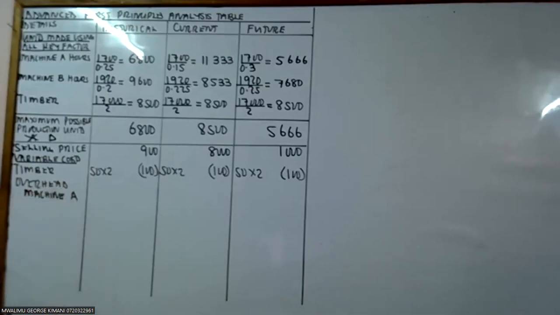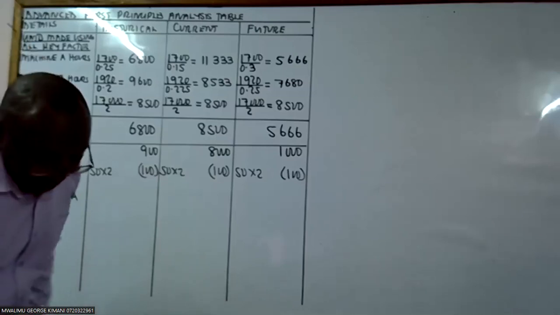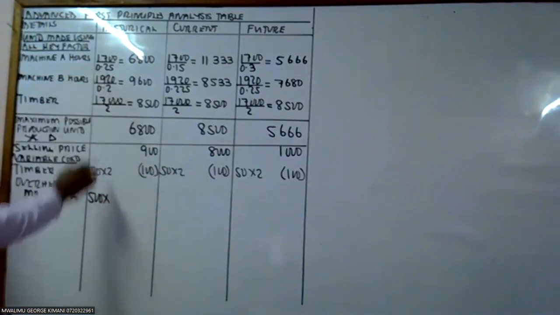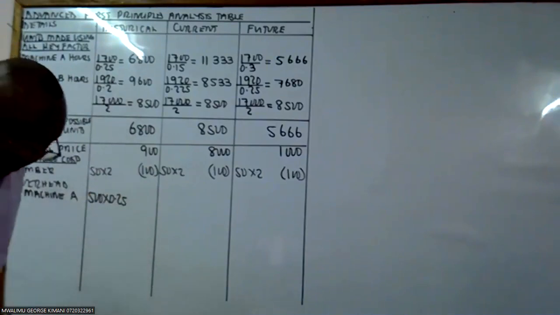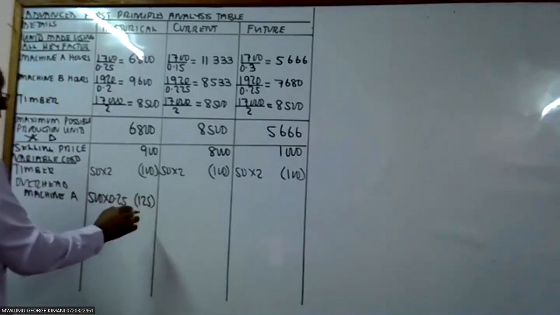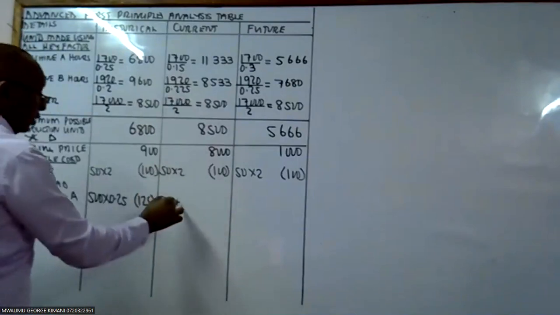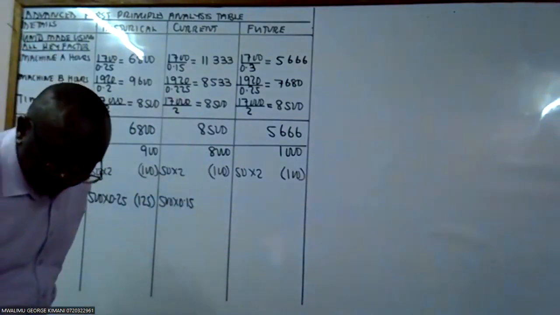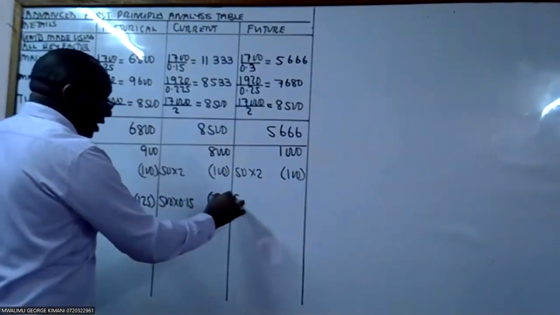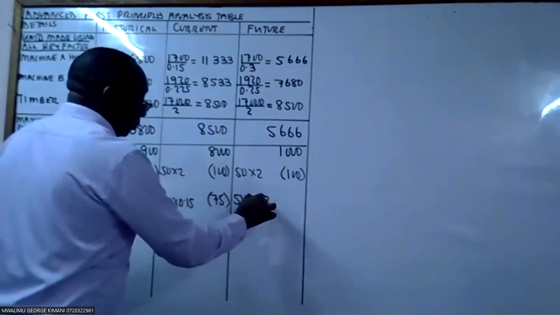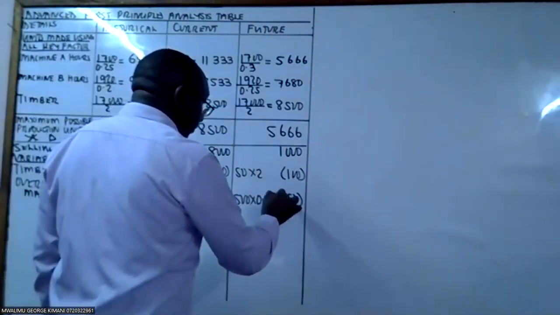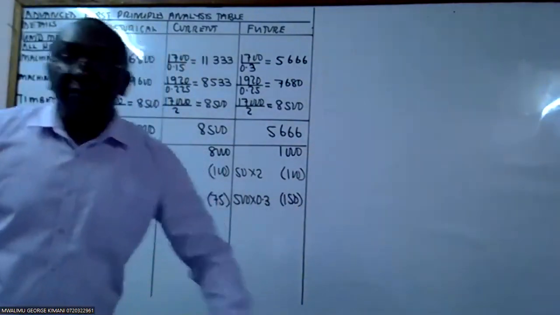It's always good to specify so that the user of your information does not struggle. So in machine A, the OER is 500. So it is 500 times 0.25, $125. Then 500 times these hours, 0.15. So you say 500 times 0.15. That gives us 75. Now this other one, the same argument. 500 times 0.3. That is 150.